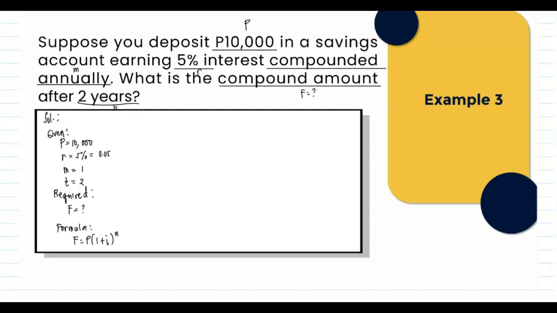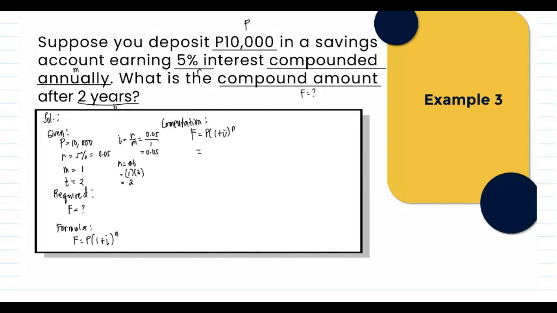And then, we do the computation. We are just going to substitute the values, right? And then we need the i. So i is equal to r over m. And then your r there is 0.05 divided by m, which would give you 0.05 still. And then for n, that is mt. So what is our m? 1. What is our t? 2. So it's going to be 2. And then we now substitute it to our formula.